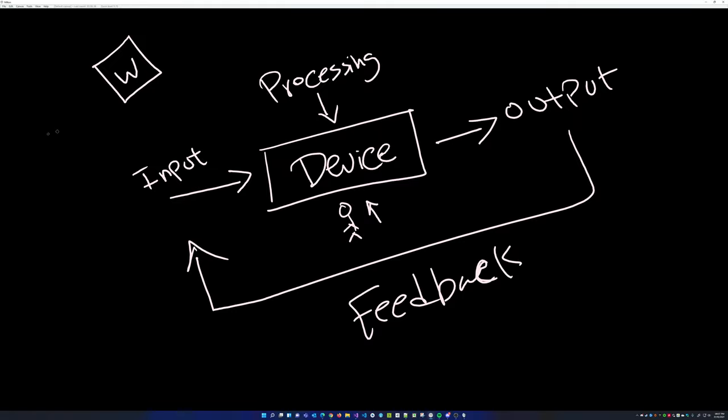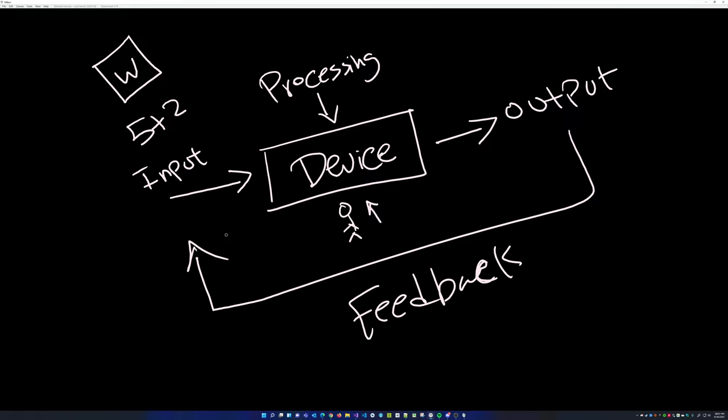Another example would be a simple calculator, right? The input would be 5 + 2. Well, 5 + 2 are three different inputs, but let's assume they're one input. The processing is adding those numbers, and the output is the actual value, 5 + 2 = 7. And you seeing 7 and deciding what to do next is the feedback loop. That's what a computer is.